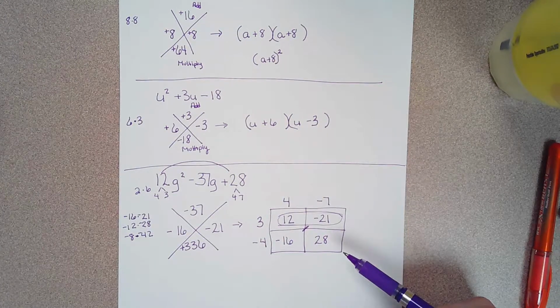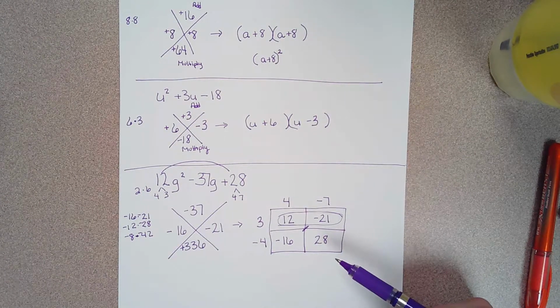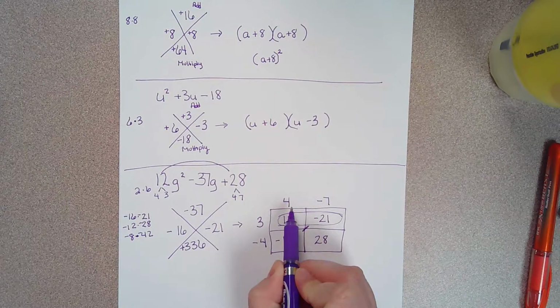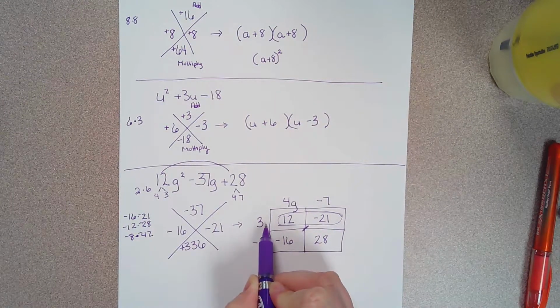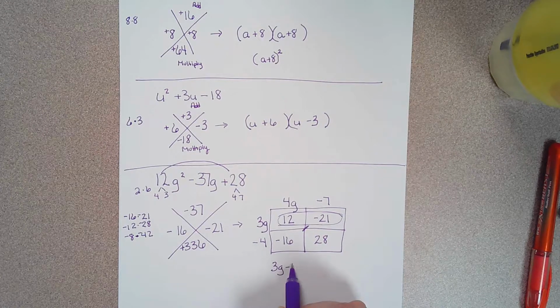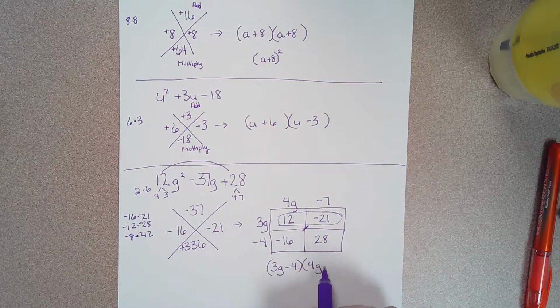You're saying, well, how does that help us? We have no g's in this, right? Well, if you recall from section 2, we had the g's at the beginning. So like we did before when we were foiling to get it in, we put the g's in the first terms. So my answer is 3g minus 4 and 4g minus 7.